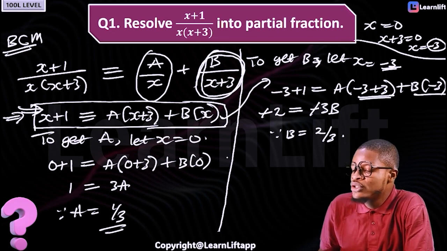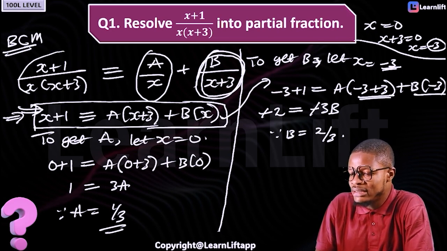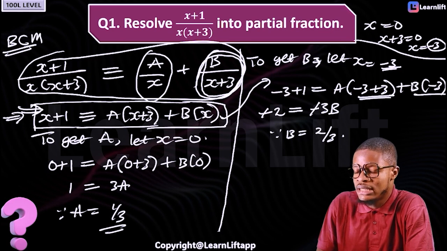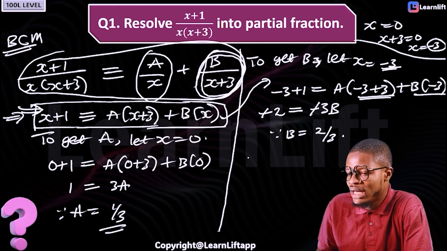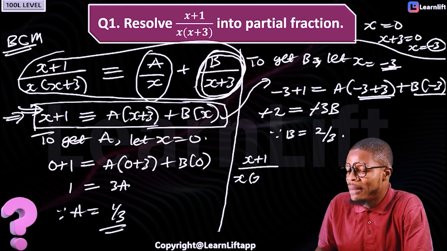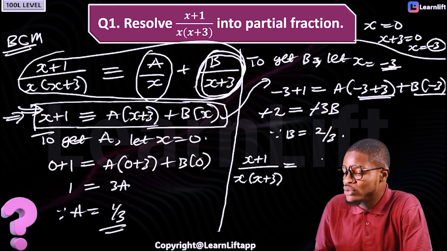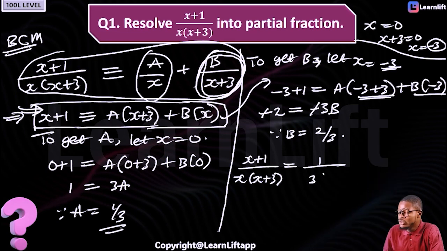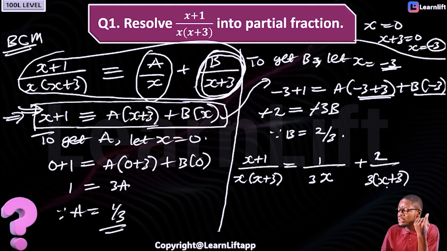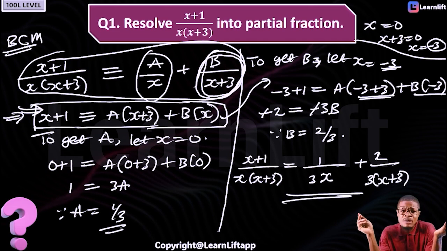So now, what's the original question? This guy here is the question that they gave, and this is how we put the answer, right? So how do you position the final answer? It means that x plus 1 all over x into x plus 3 is equal to a. What is your a there? We got a as 1 over 3. That's 1 over 3 into 1 over x, plus b. What is your b there? B is 2 over 3. 2 all over 3 into your x plus what? Your 3. This here becomes the final answer. And you have gotten it.